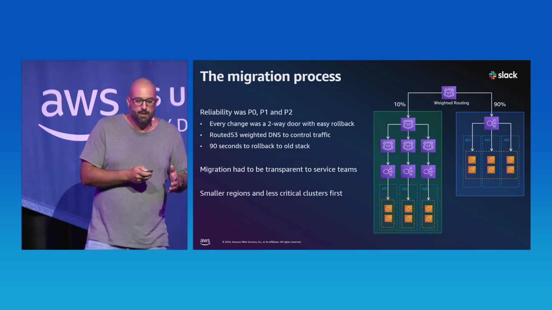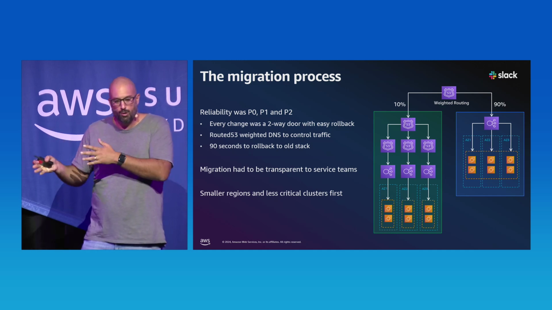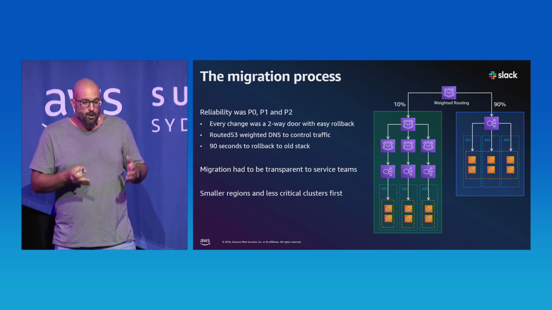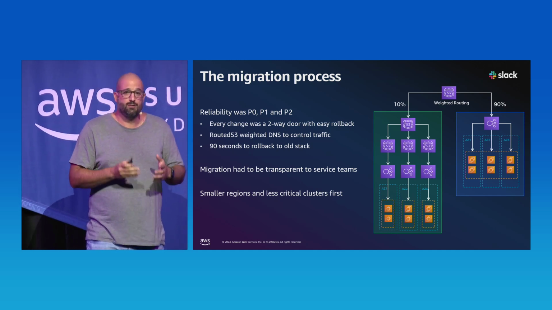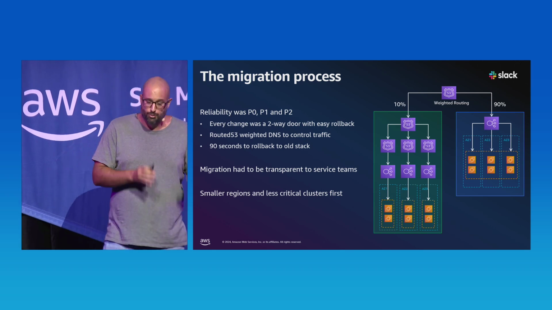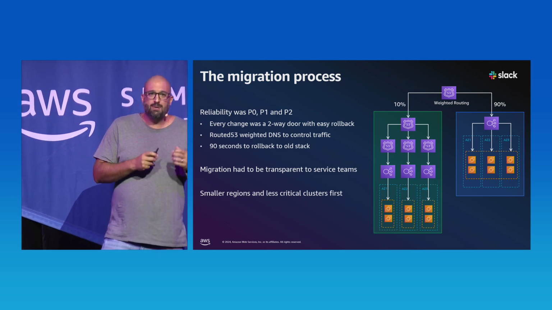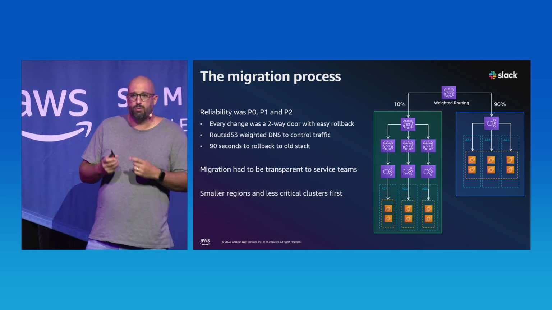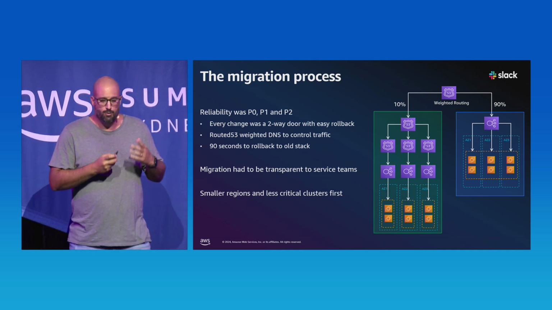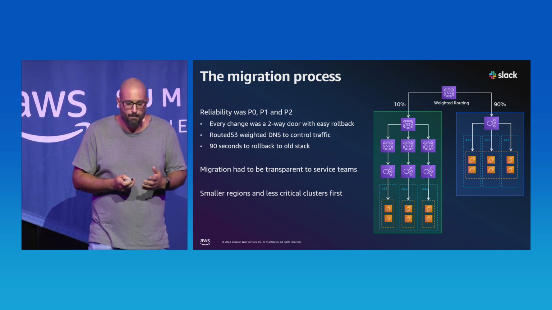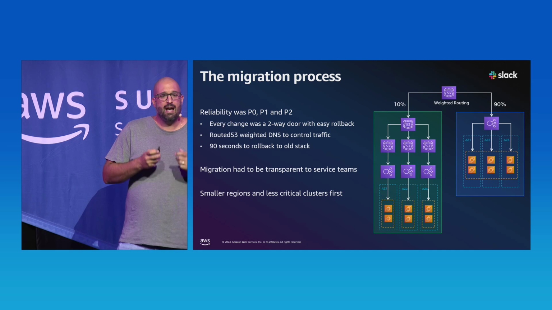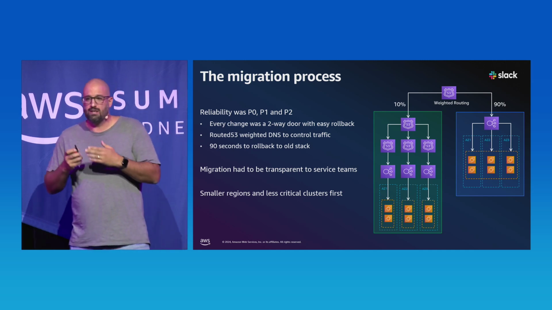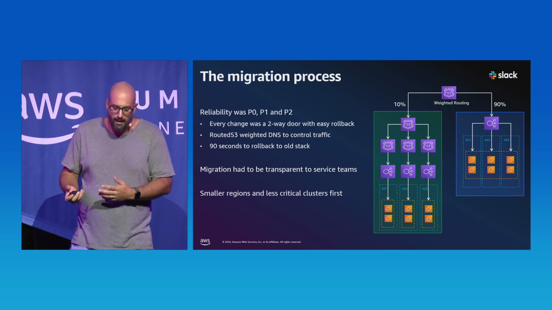So how did we migrate from the old world to the new cellular world? Reliability was priority 0, 1, and 2 for us during this migration. Keeping Slack up and running and available was at the forefront of every decision we made through the entire process. Every change we made had to be a two-way door with a super easy, quick rollback.